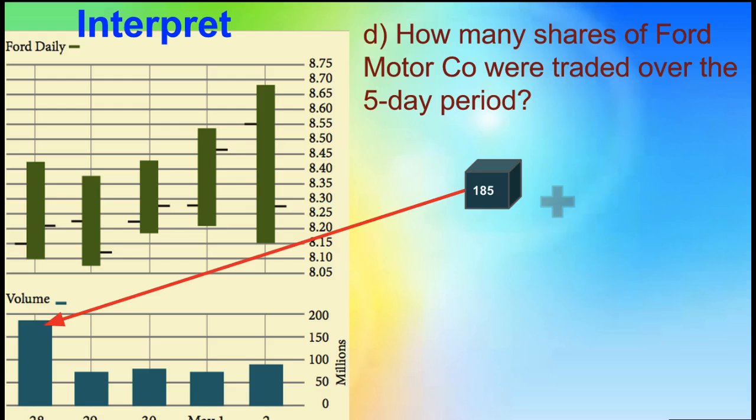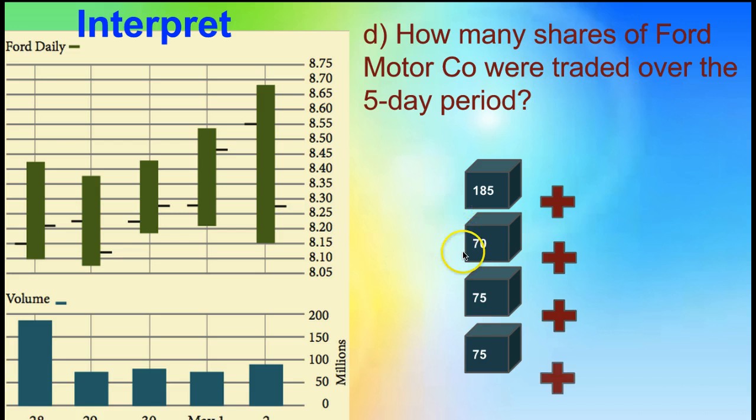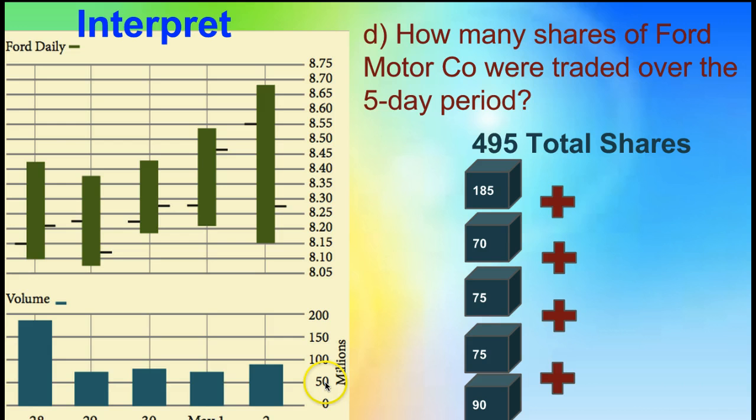Okay. Let's look at volume. How many shares of Ford Motor Company were traded over the 5-day period? Well, notice we just need to look at the top of each of these bars because that's the volume traded for that day. And as we accumulate all of the tops of these bars, and we're just taking into account an estimate, since this gap is about 50 million, so we have to somewhat estimate. But if we add all these up, we get about 495 total shares traded over a 5-day period of time.